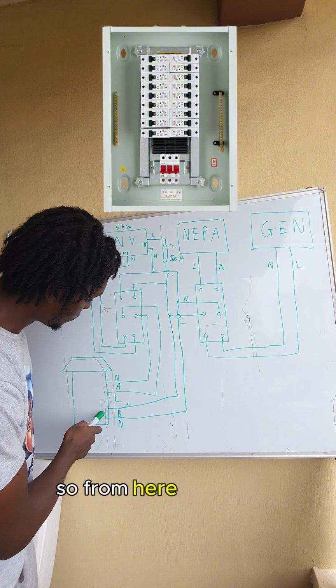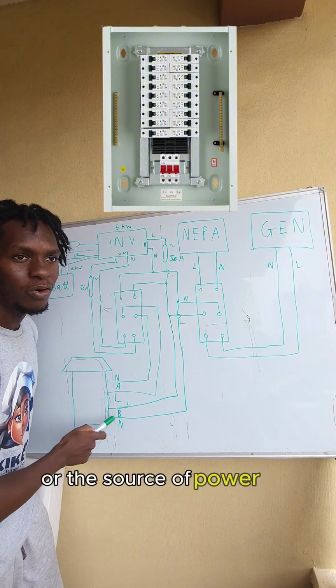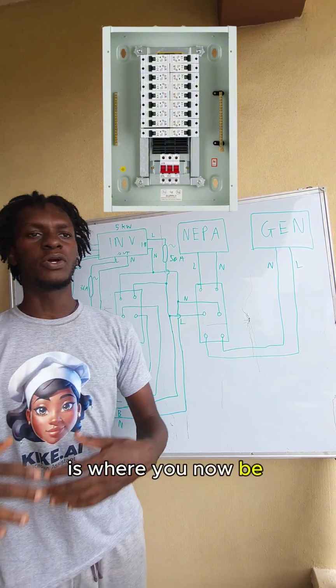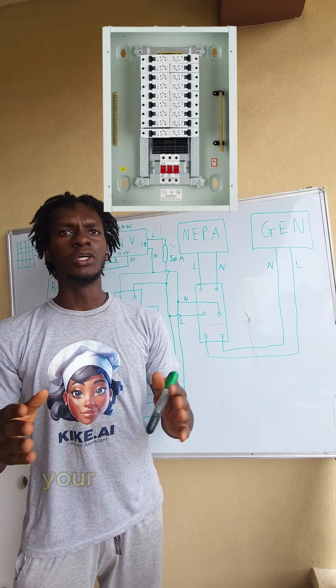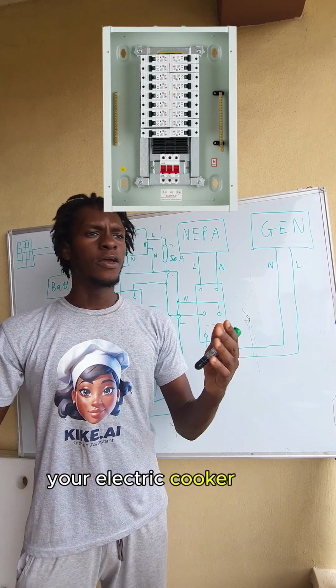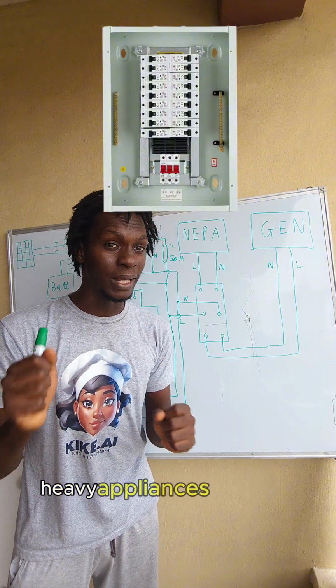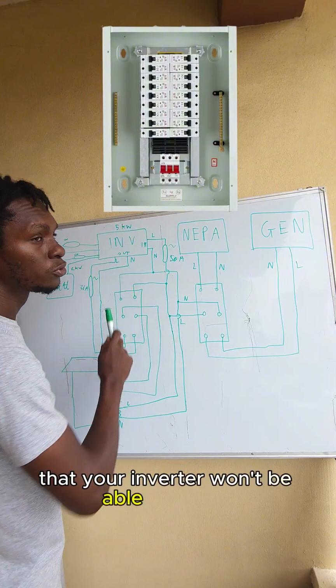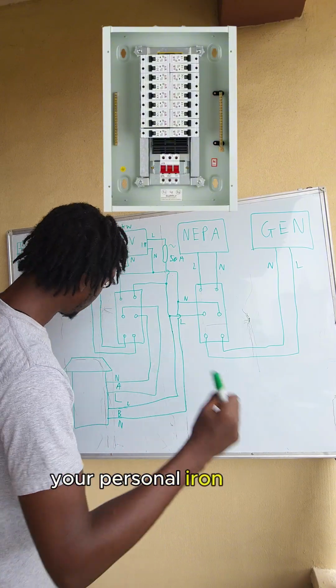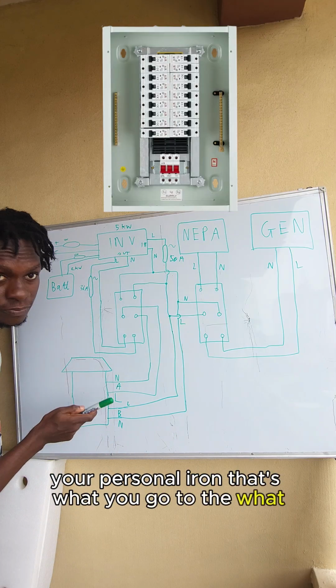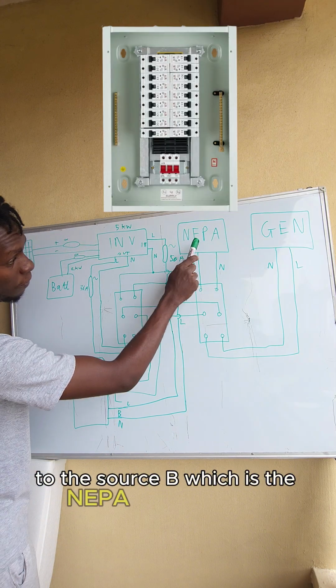So from here on the line, or the source of power for the NEPA generator, is where you will now be connecting your sumo pump, your electric cooker, your boiler, your electric griller, those heavy appliances that your inverter won't be able to power. Your pressing iron, that's what will go to the what? To the source B, which is the NEPA and generator.